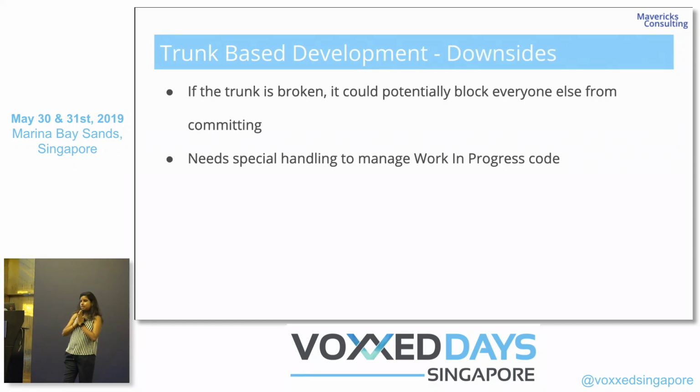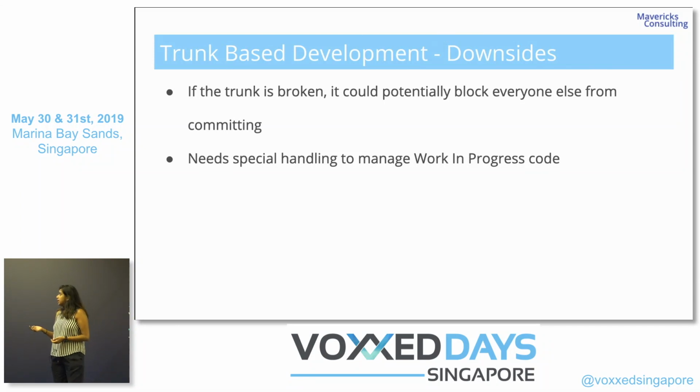Now, of course, as with everything else, trunk-based development also has its downsides. So if the trunk is broken, it means that everybody else is potentially blocked from committing. So normally on teams which do follow trunk-based development, if let's say the build is broken, then the priority for the whole team is always to fix the build and not to continue working.